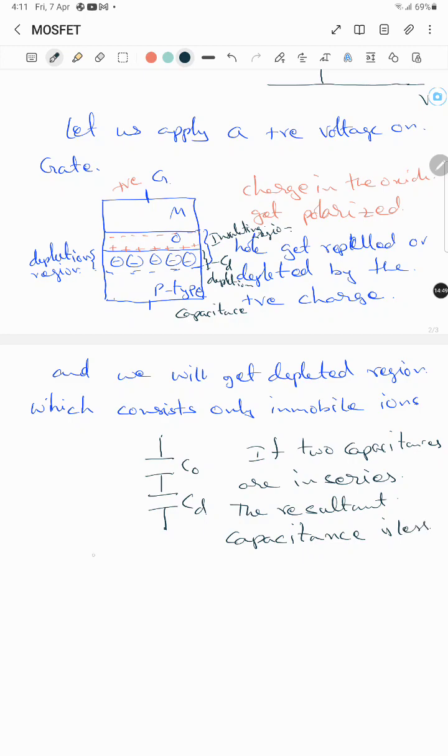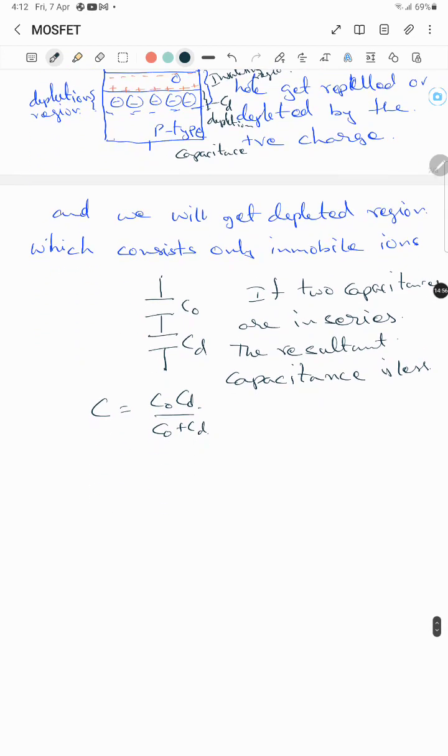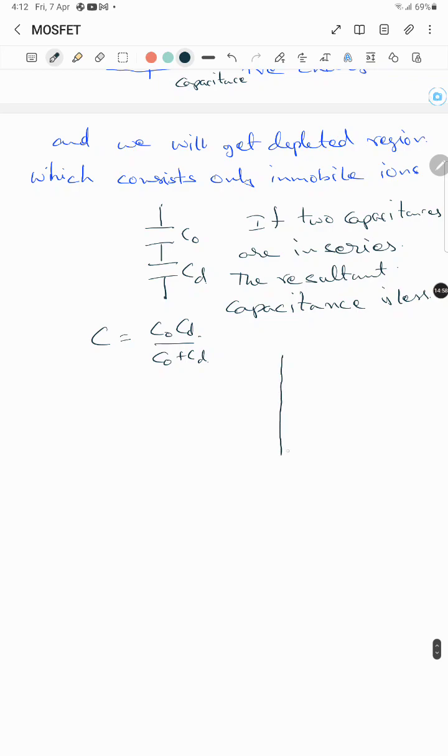You can find the resultant C as C0 CD per C0 plus CD. So if we draw the CV curve again, what will happen for the negative region? It is some capacitance, and for positive voltages the capacitance reduces up to some minimum capacitance. Now see what will happen after this minimum capacitance.